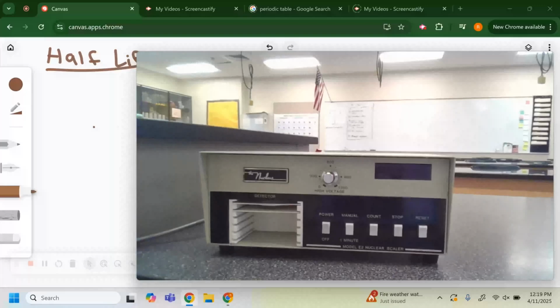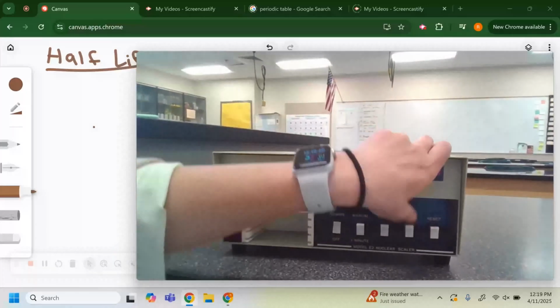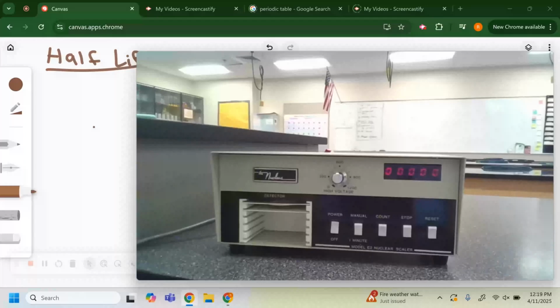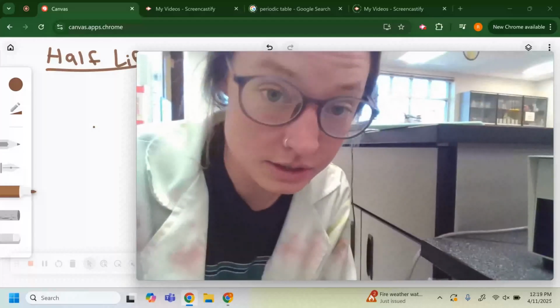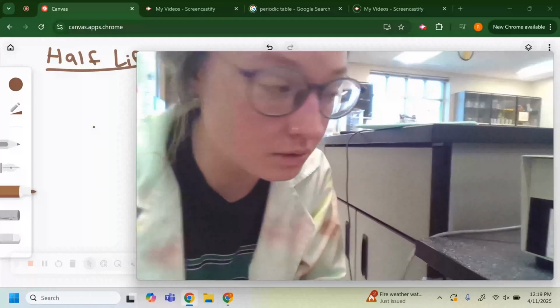Here I have what we call a Geiger counter, and I'll go ahead and get it turned on. We'll stop it, we'll reset it. Okay, here we go. Now you can see right now the numbers say 0, 0, 0. Now the whole purpose of a Geiger counter is to count how many little radioactive particles hit the detector.